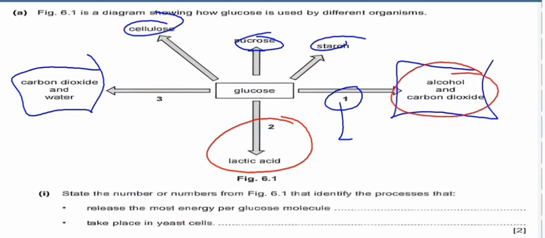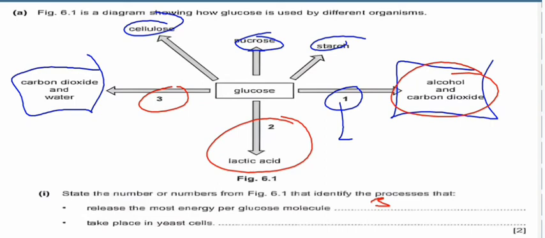This one is manufacturing alcohol. Roman numeral number 1. State the number or numbers from figure 6.1 that identify the processes that release the most energy per glucose molecule. So it is just number 3. Why are we saying number 3? This is because this one is aerobic respiration. During aerobic respiration, energy is going to be produced.